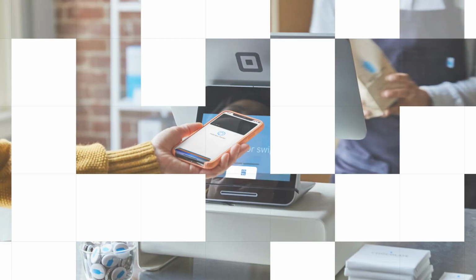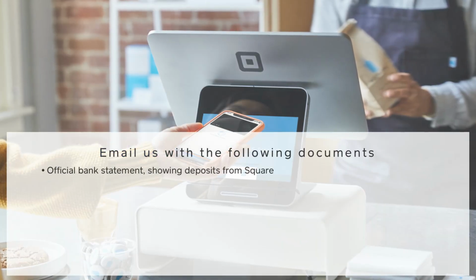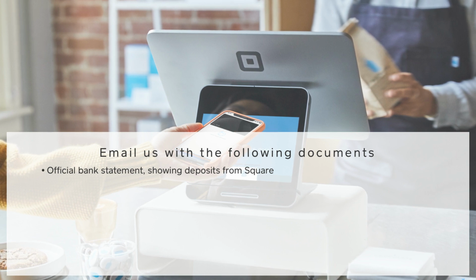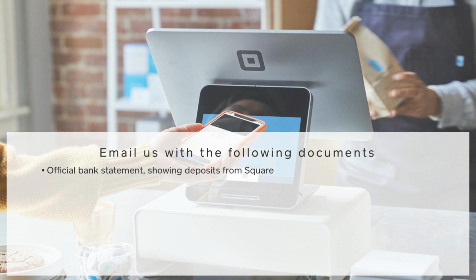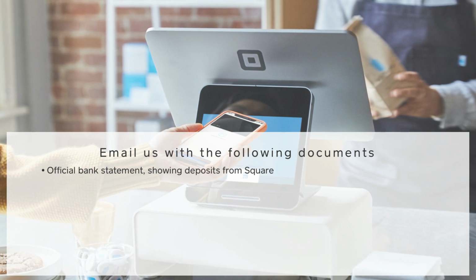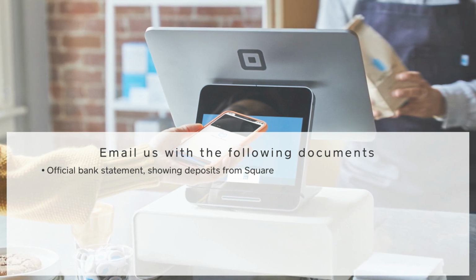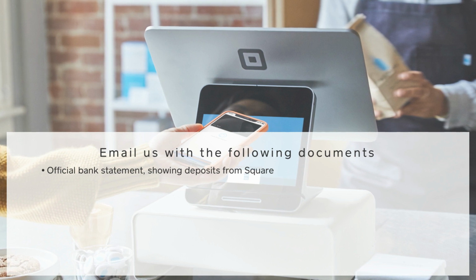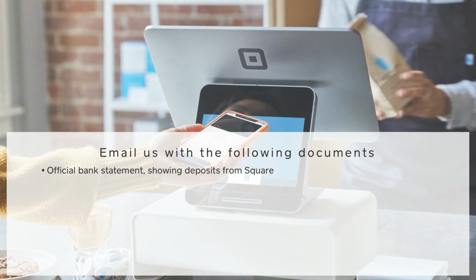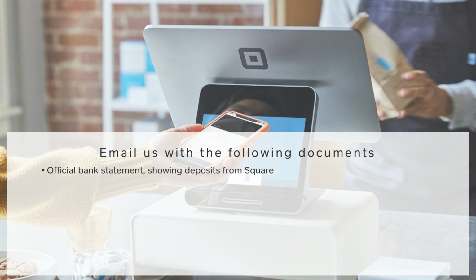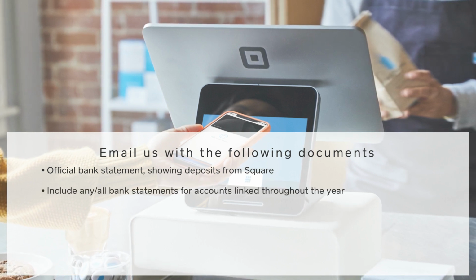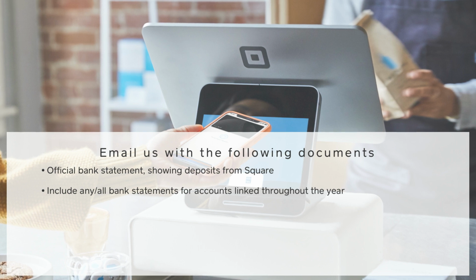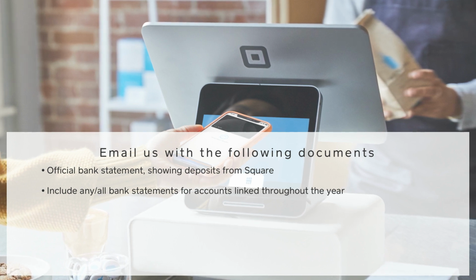Next, we'll need you to email Square a copy of an official bank statement with your bank's letterhead, showing deposits from Square to your business. The statement can show any month from the year you're requesting an updated Form 1099-K, and should include your full bank statement, not just a single page. If you're requesting multiple 1099-Ks, make sure to include a bank statement for each correlating year. Also keep in mind, if you have multiple bank accounts in the year that needs correction, we'll need a statement from each bank account that received deposits from Square.